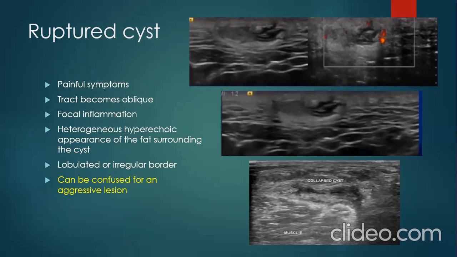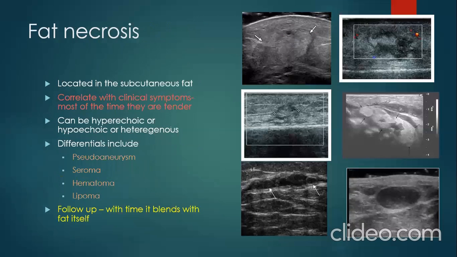So because it is ruptured, it now is an irregular lesion. But this can be confused for a very aggressive lesion. So you need to know the history of your lump so that you don't confuse this with an aggressive lesion when it's just a ruptured cyst.